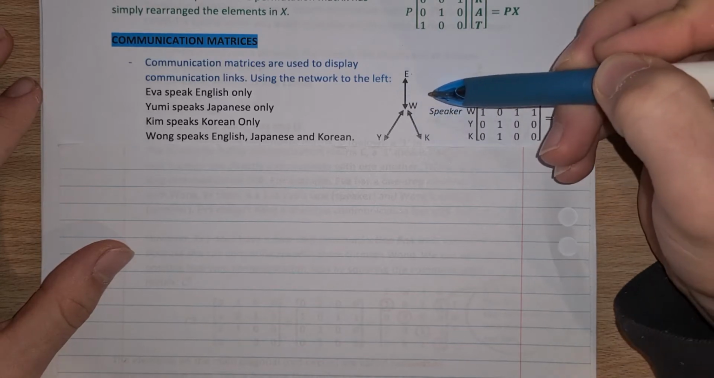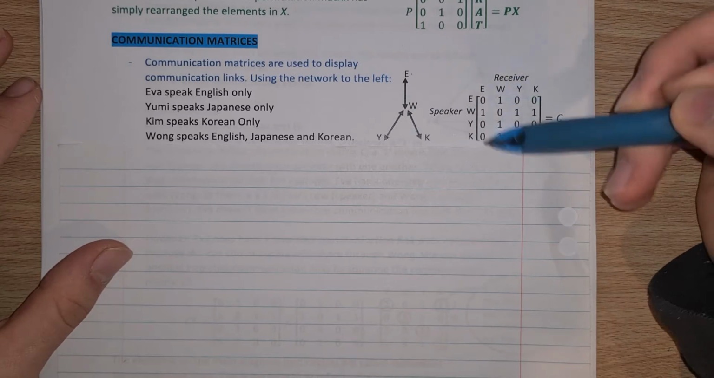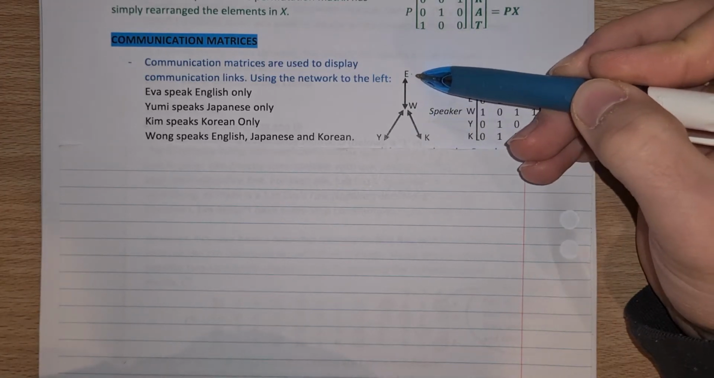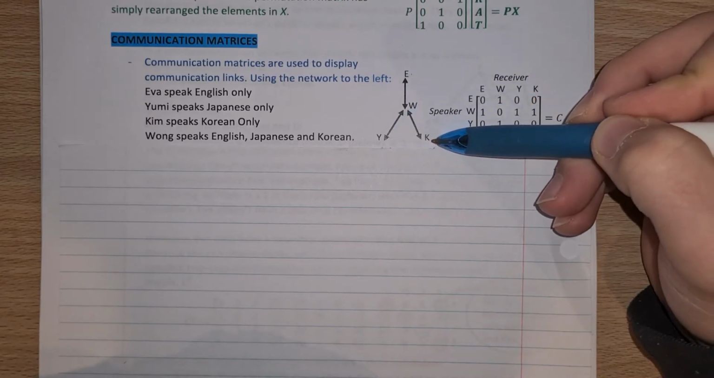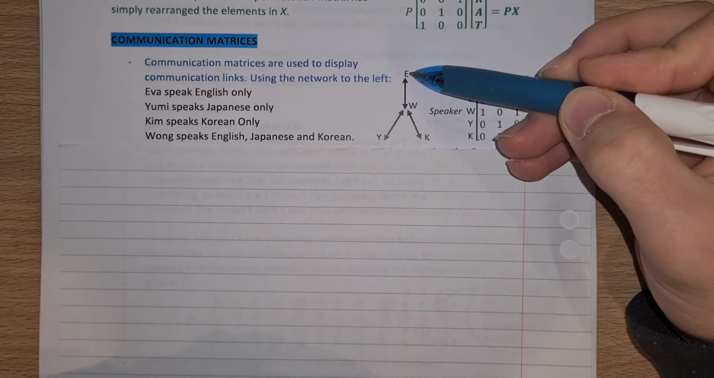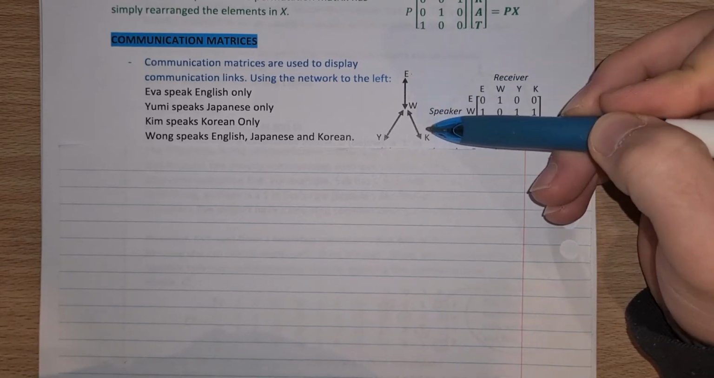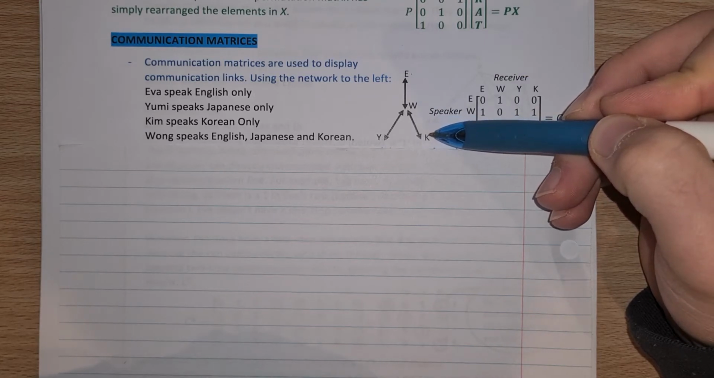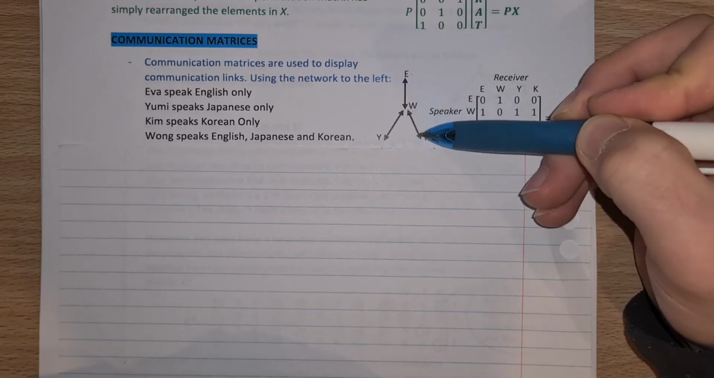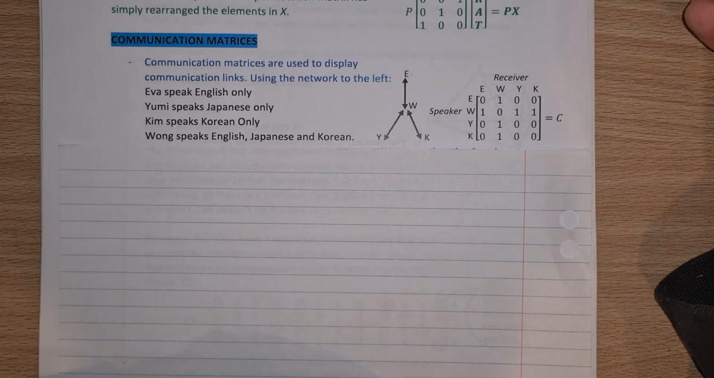So what this communication network is showing, and this communication matrix, is that Wong can speak directly to Eva, Yumi, or Kim, because Wong speaks all 3 languages. But Eva does not have a link directly to Kim, because Eva can only speak English and Kim can only speak Korean. So we can see how these 3 friends can directly speak to and from Wong, but they cannot speak to each other directly.